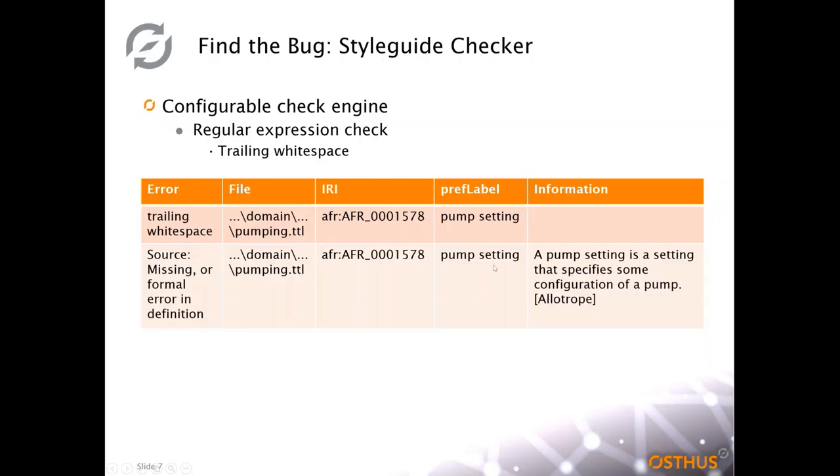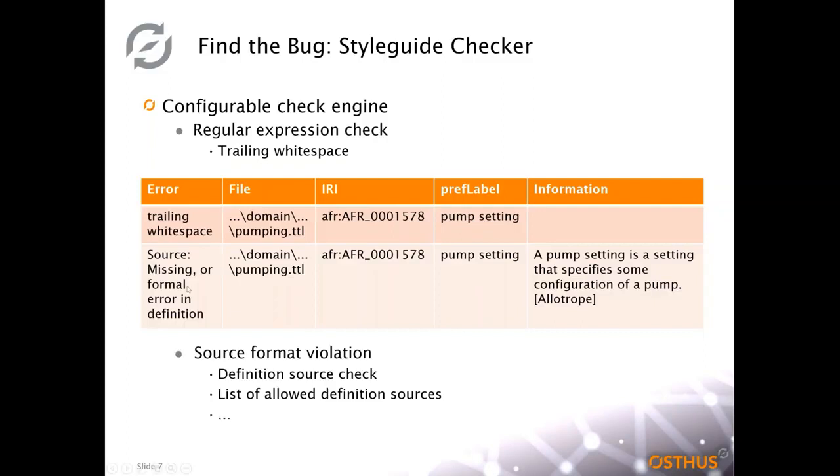Our second white space problem is that I introduced an additional white space between the full stop and the Allotrope source notation. Our style guide says when we do a definition, it ends with a full stop, one white space, and then the definition source attribution in square brackets. If you add an additional white space, which is very easy to do and very hard to see even while you're editing, it complains.